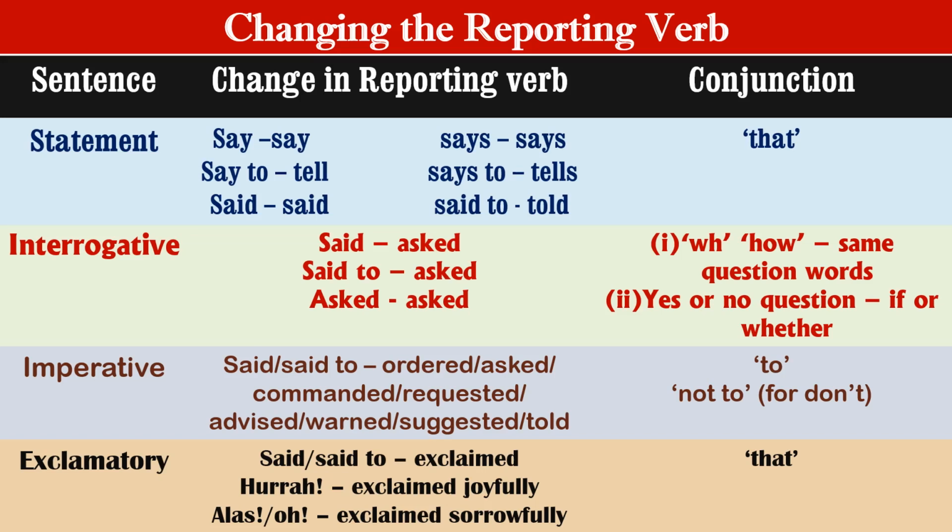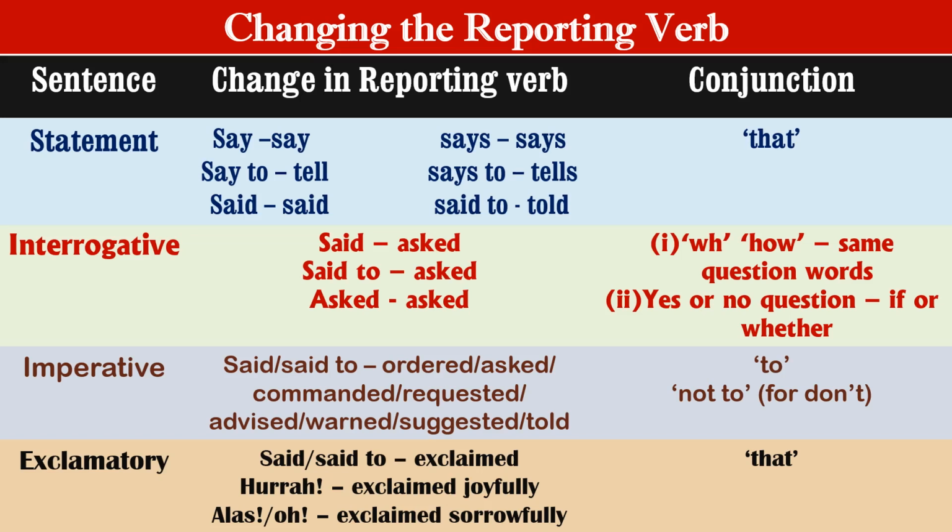First of all, you should know about the reporting verb. You should change the reporting verb first, right? So what is the reporting verb? There are four types of sentences here: statement, interrogative, imperative and exclamatory, right? Four types of sentences. So you have to change the reporting verb first.